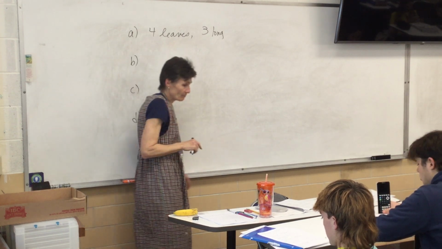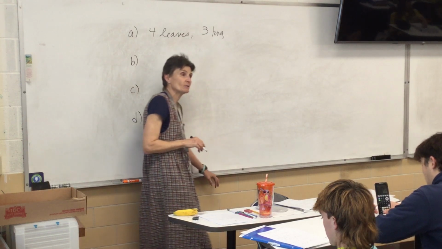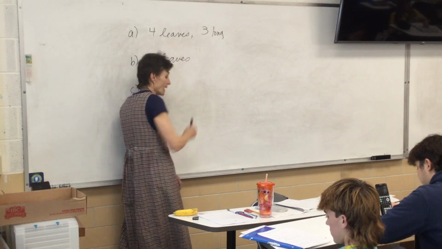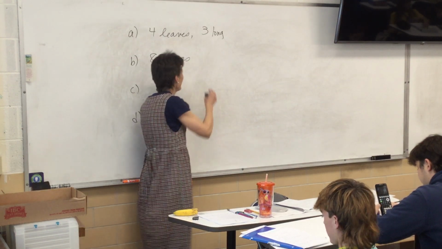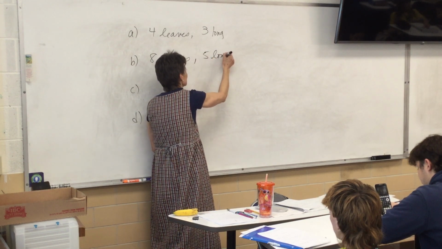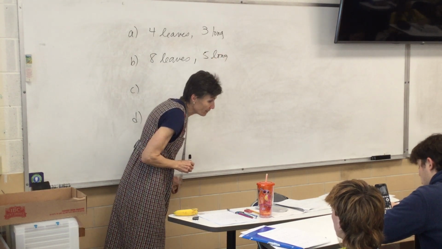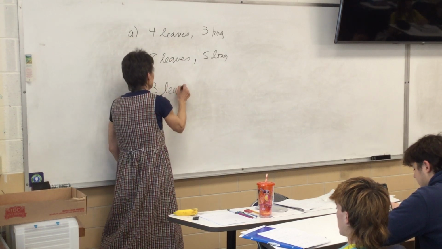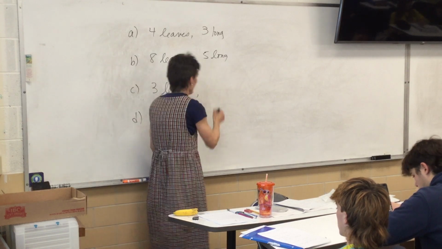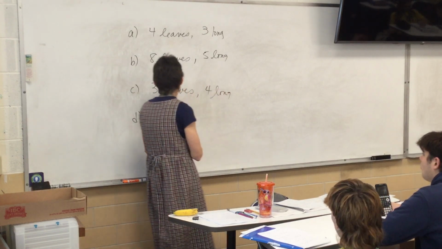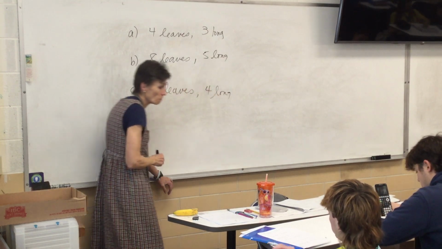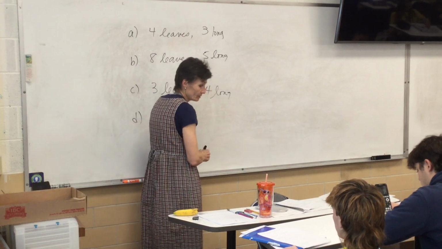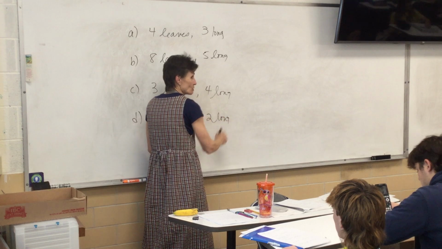Now, what about B? How many leaves does B have, or how many petals does B have? 8. And how long are they? They're 5. And what about C? How many leaves do we have? 3. And they are 4 long. And how about D? You got 5. And they are 2 long. That should be a little tiny one. Is it all squished up in the center?